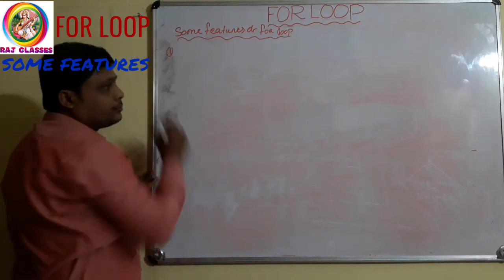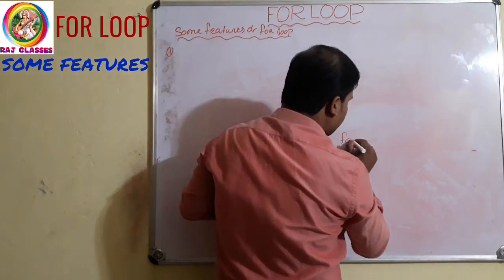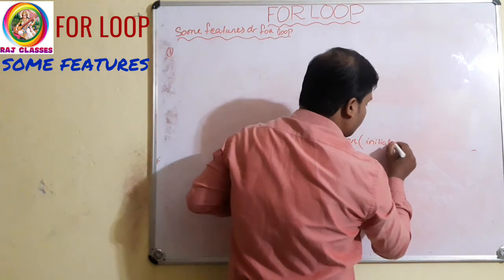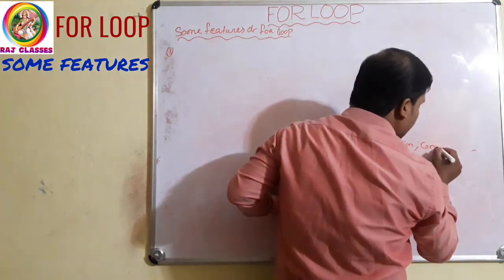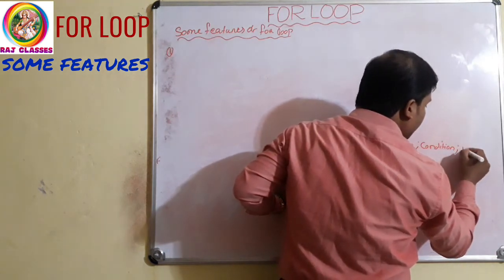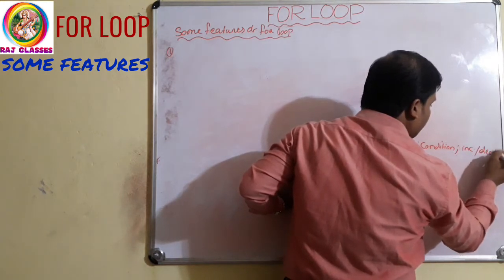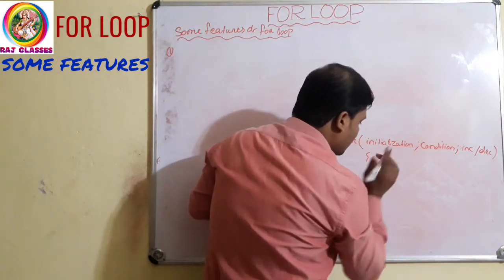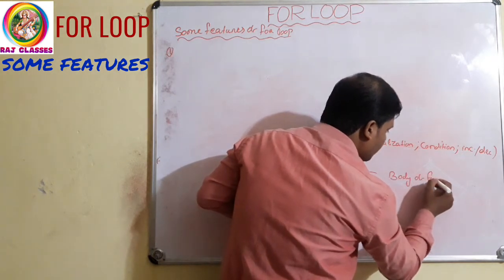Just see first, as I have already told, the syntax is for: this is initialization, semicolon, this is condition, and this is increment or decrement part. And this is the statements under this for loop, and this is called body of for loop.